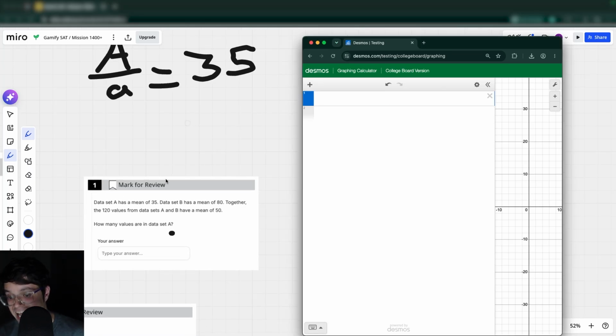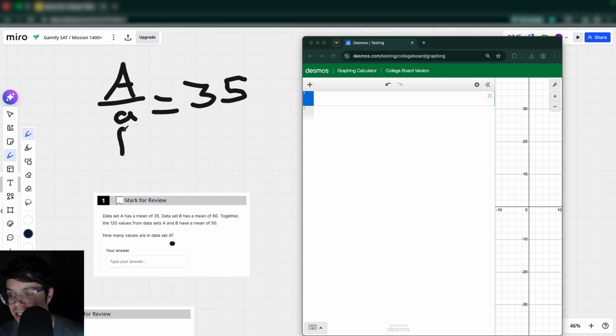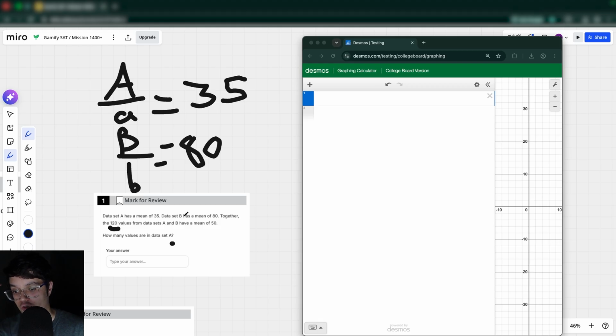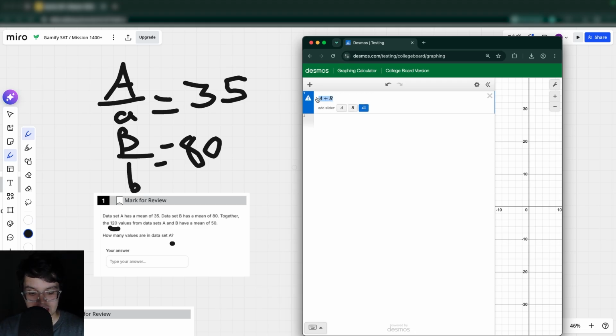Okay. Dataset B has a mean of 80. So I'm just going to do the exact same thing. The sum would be that, and the amount would be this. So that would be equal to 80 for the mean of that. And then it says you put them all together, and there are now 120 values in both A and B added up. And that has a mean of 50. So I'll write this one here in Desmos. So we can basically say A plus B, so add together both things, divided by 120, must be equal to 50.